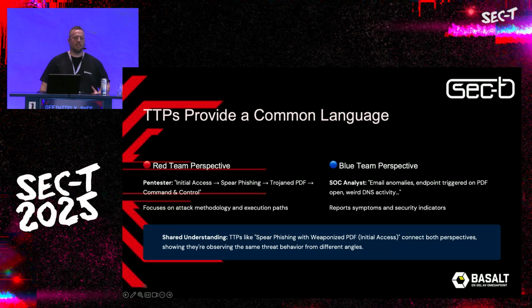And for people, like I said, TTPs are getting more known, but when I started, it was not common language what it even was. But it's a really good common language between the red team and the blue team perspective. From the red team, you normally talk about, oh, we did this nice spear phishing email, we got this Trojan PDF running and got our C2 up. But from the blue team perspective, it's more like, oh, we had some email anomalies, some endpoint triggers and PDF alerts, and we have some weird DNS activity. And together with the TTPs, you can have a more common language so that you talk about the same thing.